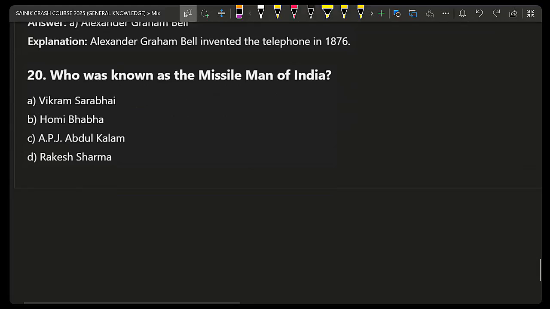Time up. No students voted for B and D. Homi Baba 0 votes, Rakesh Sharma 0 votes. But Vikram Sarabhai, they gave 3 votes. Wrong answer. The correct answer is APJ Abdul Kalam.